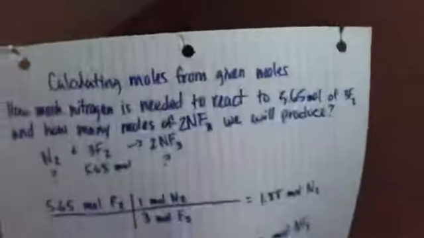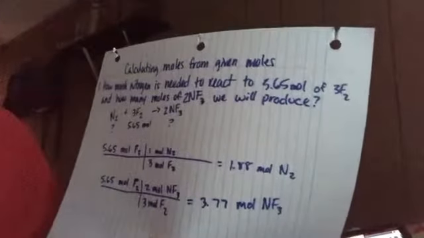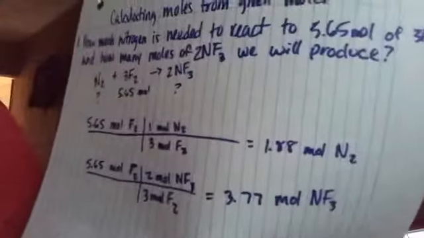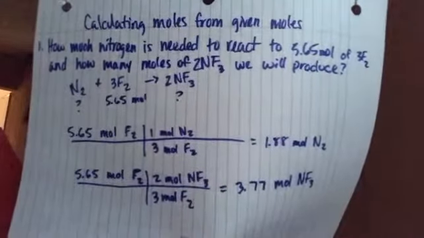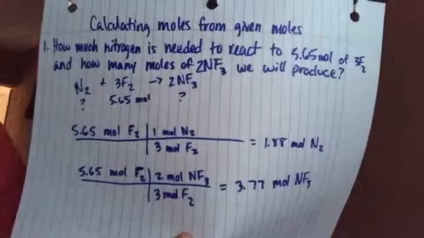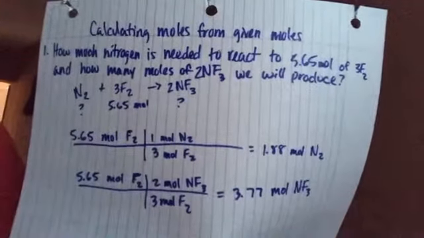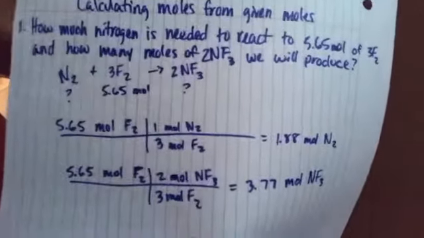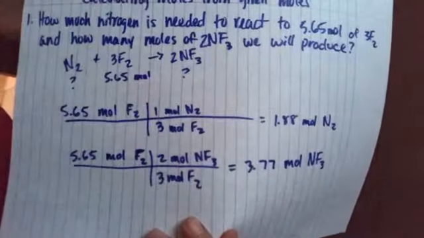Okay, and last question. So this question asks how many nitrogen is needed to react to 5.65 moles of 3F2, and how many moles of 2NF3 will be produced. So again, we don't know N2 plus 3F2, we know that is 5.65 moles. And then 2NF3, we also still don't know the moles for. So we go ahead and start making the lines.